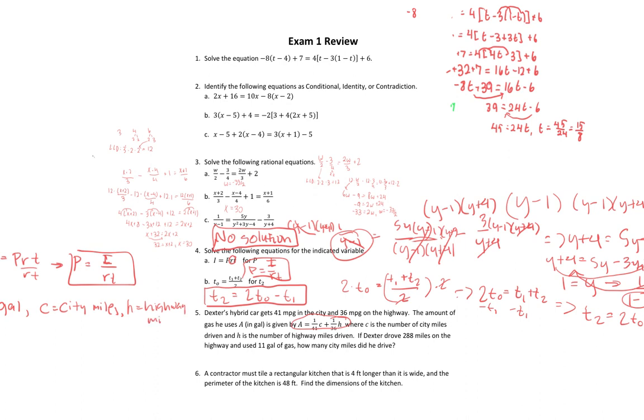Highway miles. And so you see we're given values down here, and now we can look at these values and see how they correspond to the variables that we just defined. So if Dexter drove 288 miles on the highway, that's highway miles, right? So we know our H is going to be equal to 288 miles, and used 11 gallons of gas, how many city miles did he drive?